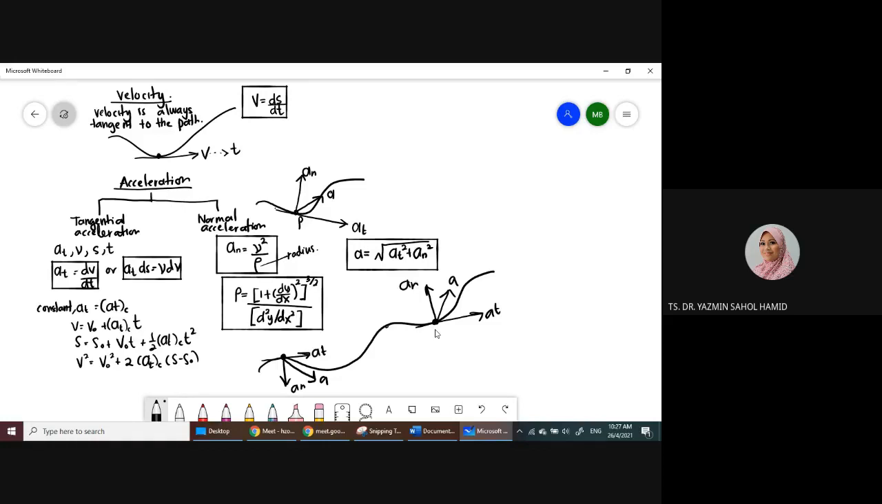So what is AT and AN? AT is the change in magnitude of velocity. And what is AN? AN is the change in direction of velocity.